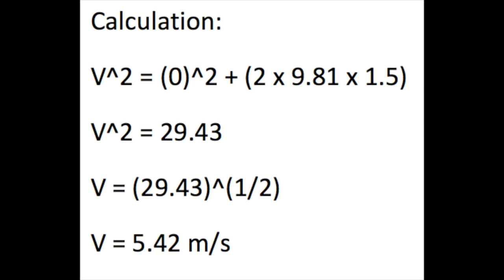To solve final velocity using the SUVAT formula, v squared equals u squared plus 2as, we have to input our known vector quantities into the formula to give v squared equals 0 squared plus 2 times 9.81 times 1.5, which makes v squared equal to 29.43. To get from v squared to v, we have to square root both sides, making v equal to the square root of 29.43. Calculating this gives v equal to 5.42 meters per second.